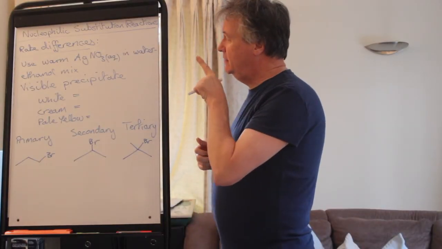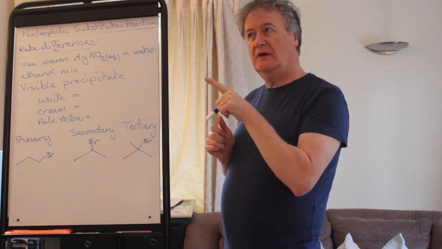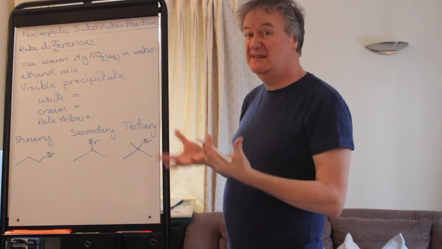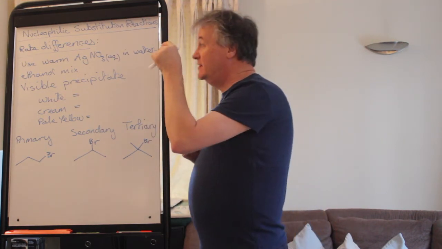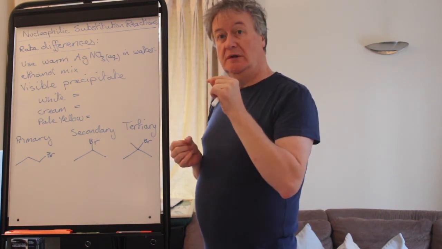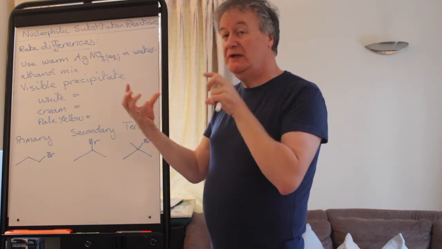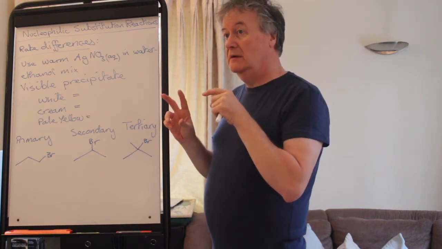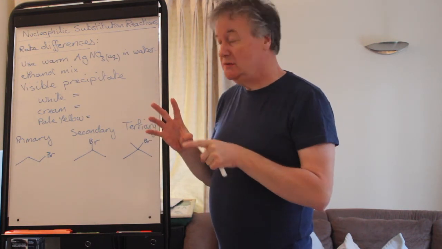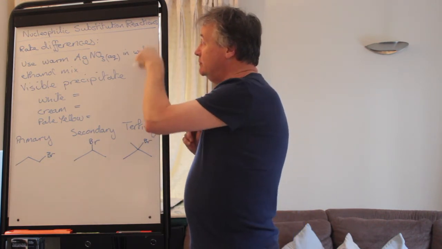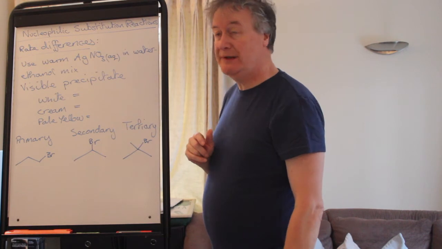Okay, so this last bit is a really important part because they ask questions about it a lot. It's the rate differences that you get when you do nucleophilic substitutions with a range of different organic compounds. That can be different halogens or what it says down there. We'll come to that in a second. First is how you do the actual practical.